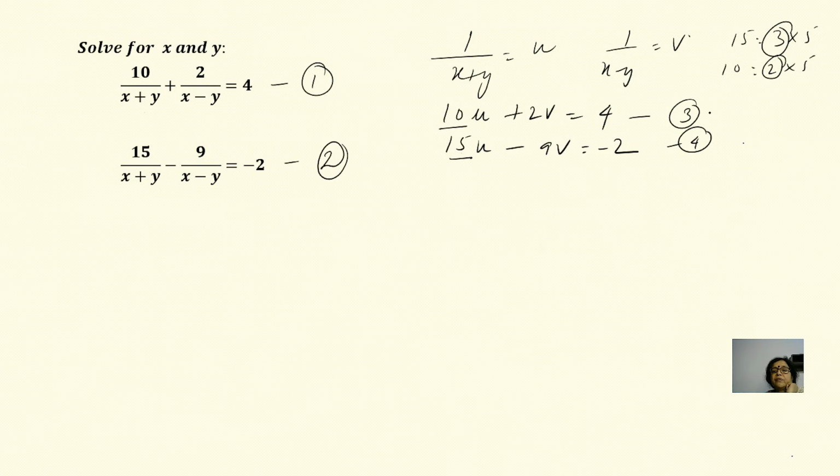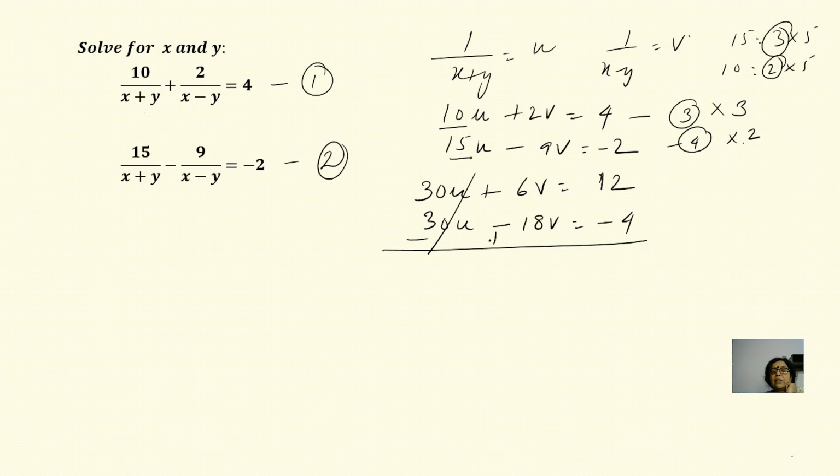So now what we do is the first equation number 3 I'll multiply simply by 3 and equation number 4 I'll multiply by 2. So I'll get here 30u plus 6v is equal to 12. And the second one I'll get here 30u minus 18v is equal to minus 4. Subtract the two equations, so this gets cancelled. This becomes 24v is equal to, this is plus, so this becomes 16. So v is equal to 16 by 24. That is 8 twos are 16, 8 threes are 24. So v is 2 by 3.